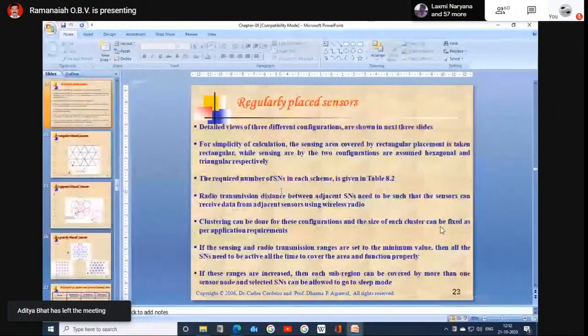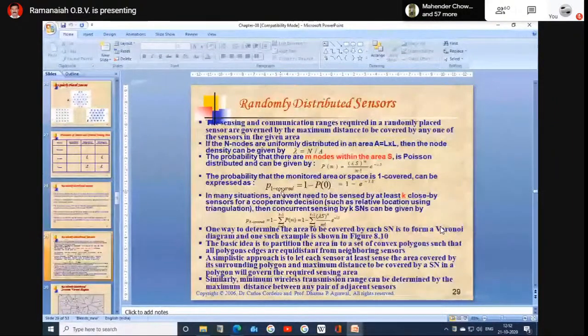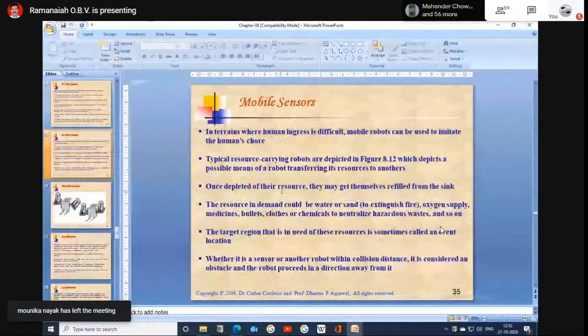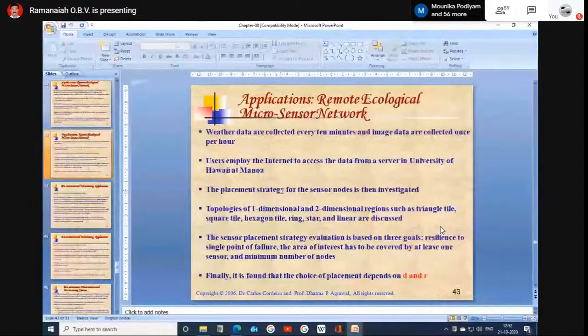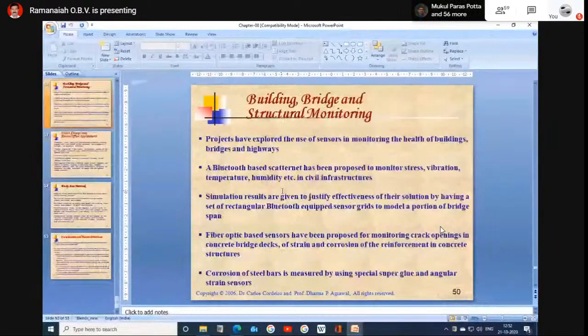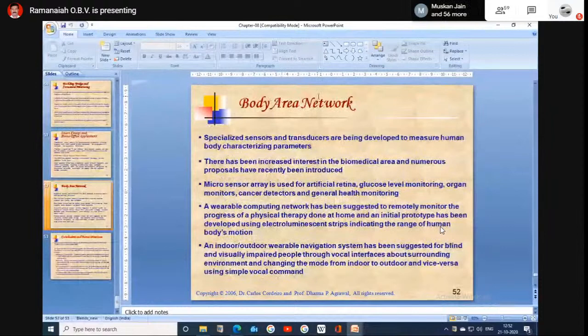Next, we have also discussed the placement. It can be either random or regular. So that completes the first part. Other applications I also mentioned yesterday. Body area network, I have not explained.